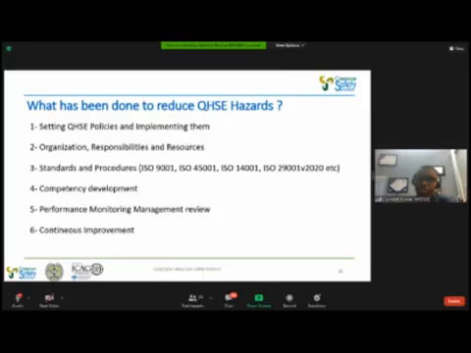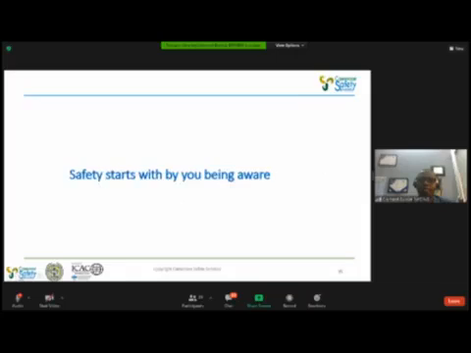reduction of incidents in the oil and gas industry, plus the national regulations by different countries, plus the industrial regulations, such as those put in place by the IADC. Operators as well, they have their QHSE Management System, and service companies too. So these are some of the things that have been done collectively to reduce hazards in the industry.